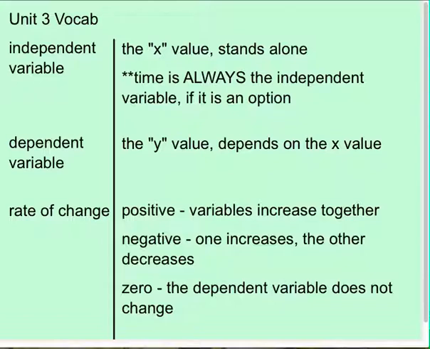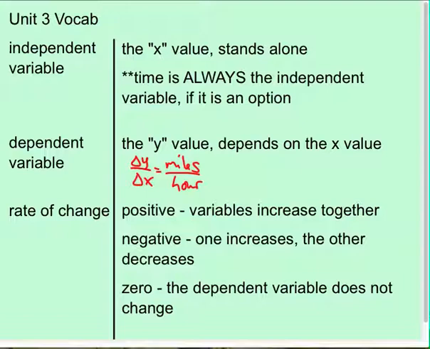So the dependent value or variable is the y value, and it's the outcome, the output of the function, and it depends on the x value. So for example, if you were thinking about the rate of change, miles per hour, remember when we calculate rate of change, it's change in y over change in x. So the miles per hour. The amount of miles you travel depends on how long you've been driving.